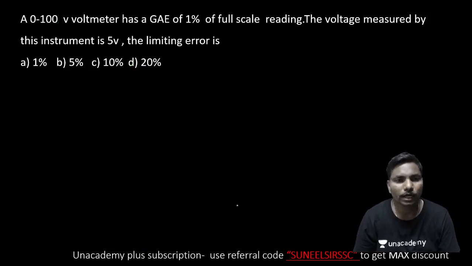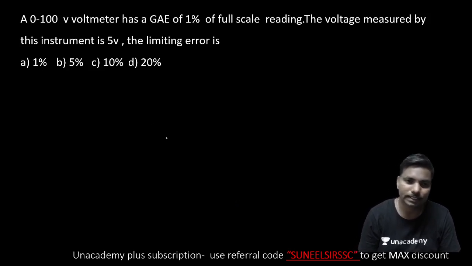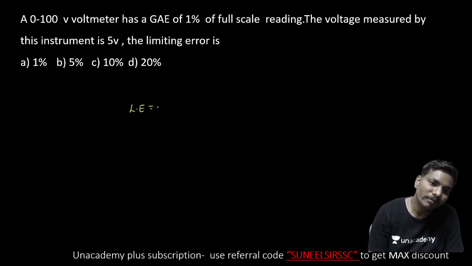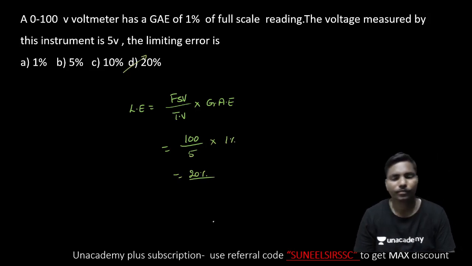A 0 to 100 volt voltmeter has a guaranteed accuracy error of 1% of full scale reading. The voltage measured by the instrument is 5 volts. The limiting error is dash. What is the limiting error I have given? Full scale value by true value into guaranteed accuracy error. Full scale value is nothing but 100 volt. True value is nothing but 5. Guaranteed accuracy error 1%. That is 20%. So the answer is option D.